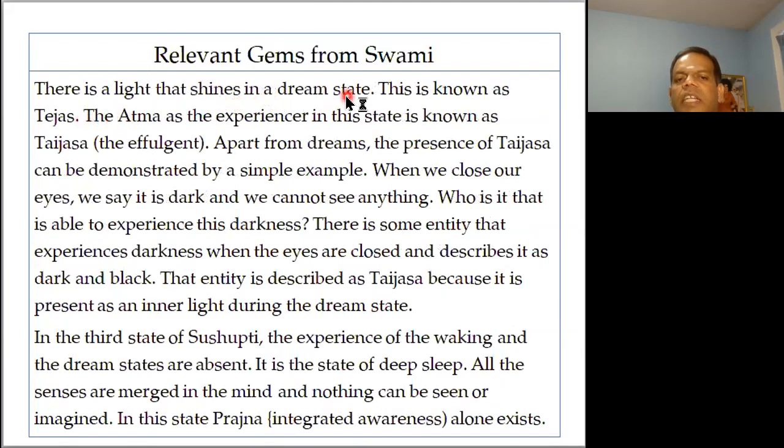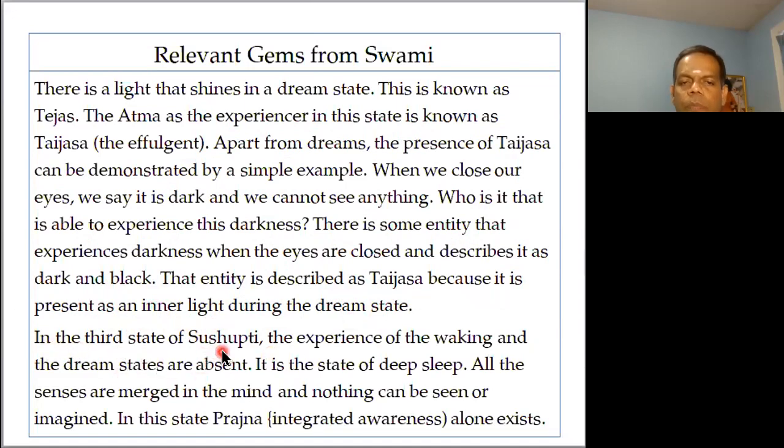There's a light that shines in a dream state. This is known as Tejas. The Atma as the experiencer in this state is known as Taijasa, the effulgent. Apart from dreams, the presence of Taijasa can be demonstrated by a simple example. When we close our eyes, we say it is dark and we cannot see anything. Who is it that is able to experience this darkness? There is some entity that experiences darkness when the eyes are closed and describes it as dark and black. That entity is described as Taijasa because it is present as the inner light during the dream state.